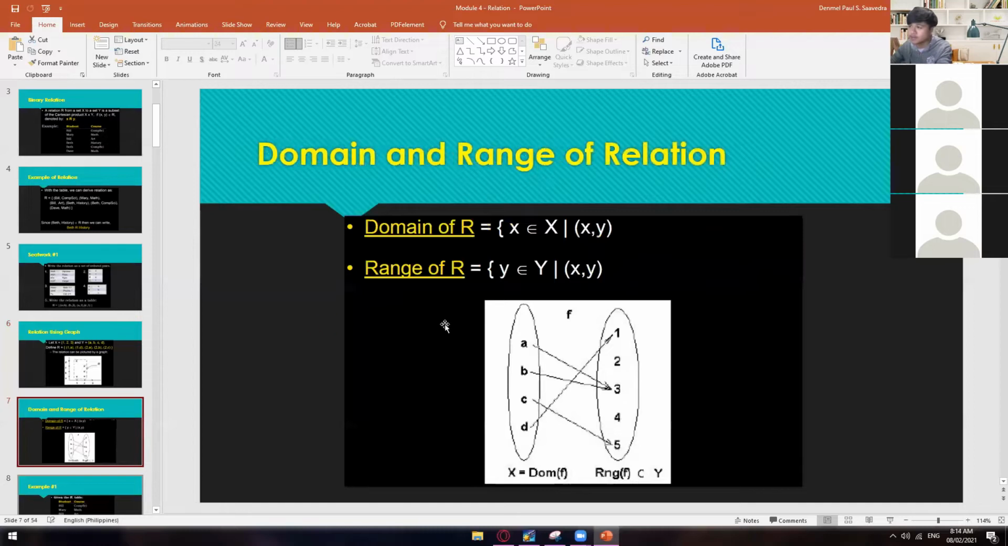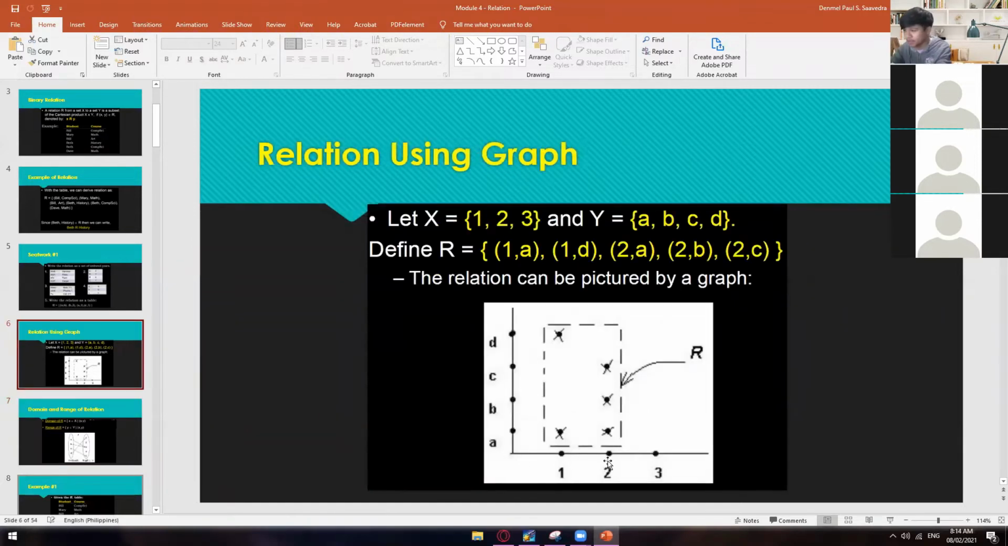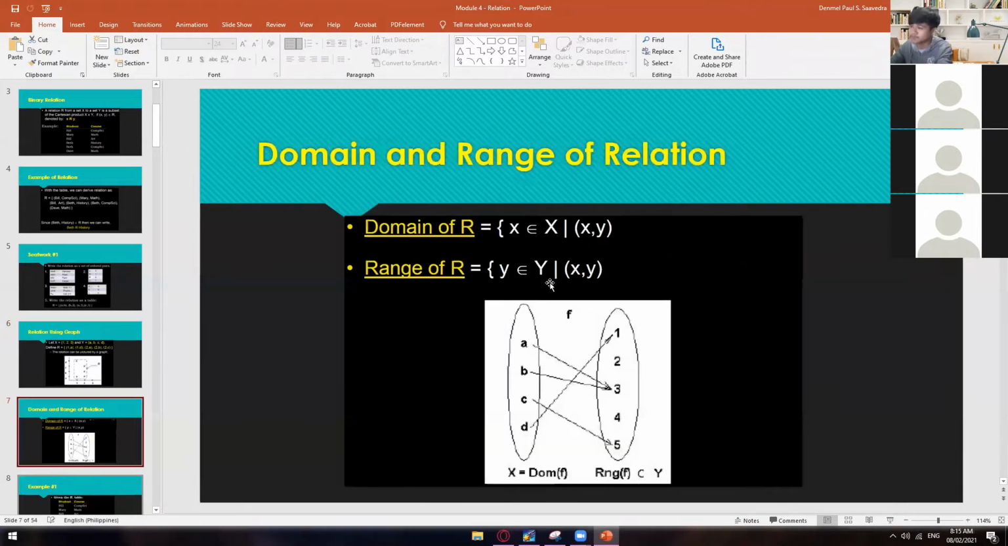Right, so let's talk about the domain and range of relation. So as I mentioned a while ago, all of the elements under your x axis, which is this one, okay, the horizontal line, is your domain, and then all of the elements of your y is your range, okay? Which is this one, okay? So all of the elements of x is your domain, and then all of the elements of y is your range, okay?